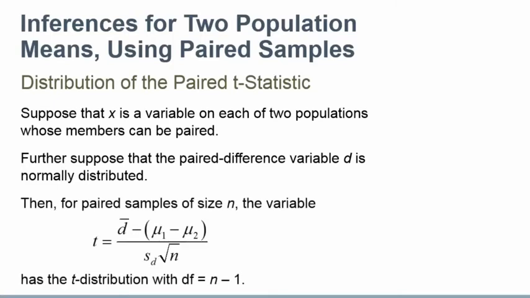Then, for paired samples of size n, the variable t equals d bar minus (mu sub 1 minus mu sub 2), all divided by s sub d over square root n, has the t distribution with degrees of freedom n minus 1. In this case, d bar is the difference average.